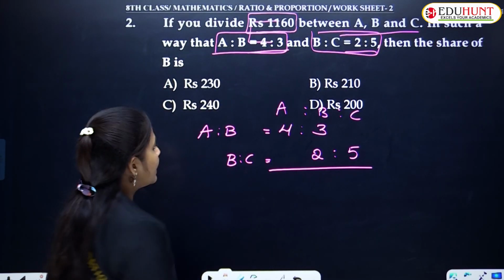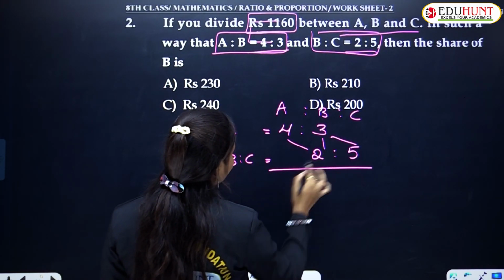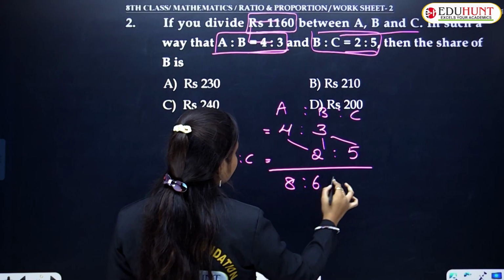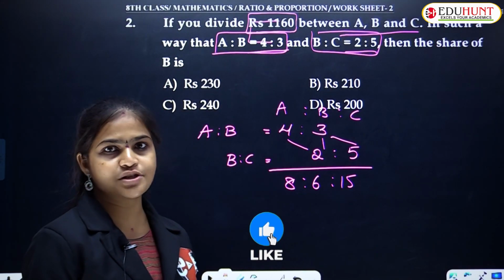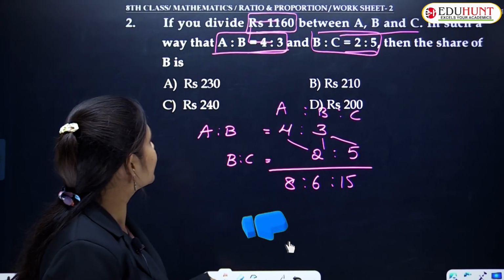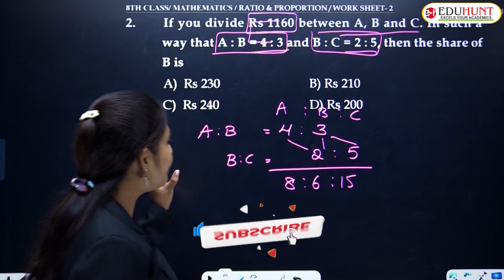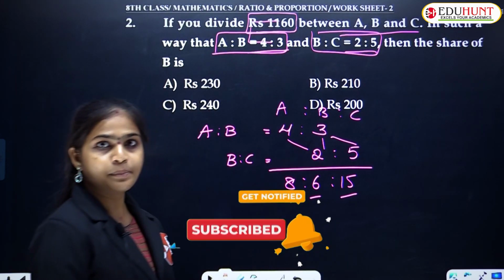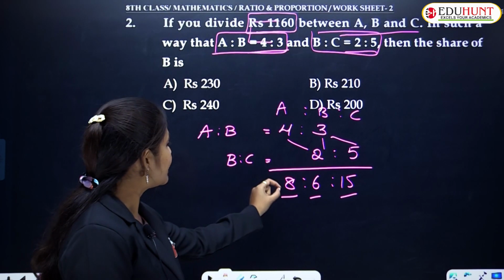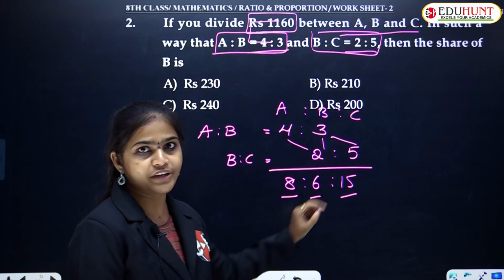Clear? So again, apply the same concept here. 4 2s are 8, 3 2s are 6, 3 5s are 15. Any cancellations possible? Cancellations not possible. Now what are they asking here? The share of B. So this is A is to B is to C. These 3 people share in the ratio 8 is to 6 is to 15.